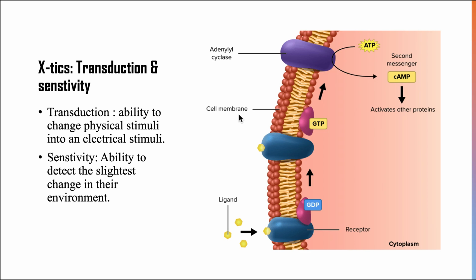But in this case, we want to talk about cells that convert any stimuli into an electrical stimulus called an impulse, or what we are going to be commonly calling an action potential. The ability of a cell to do that is what we call transduction. So all receptor cells are able to transduce physical stimuli into electrical stimuli.